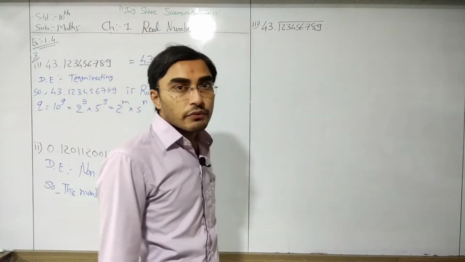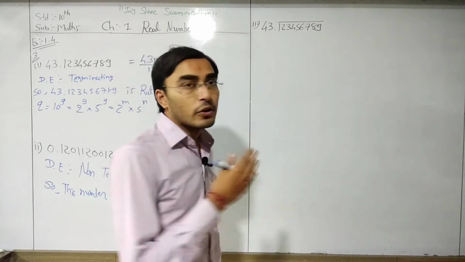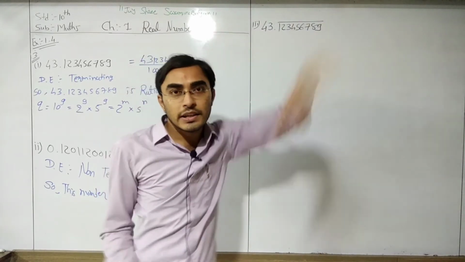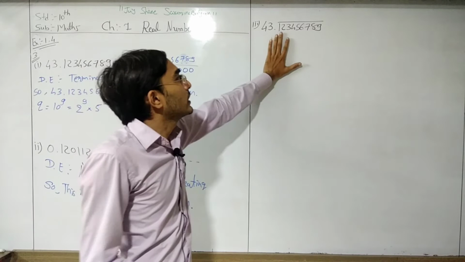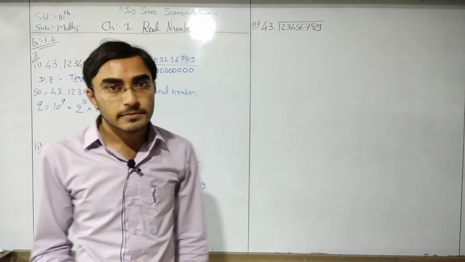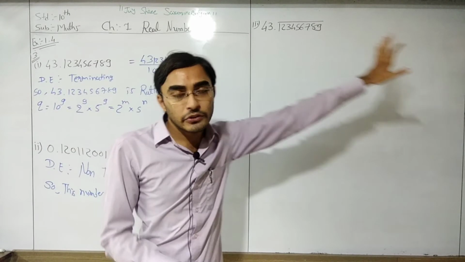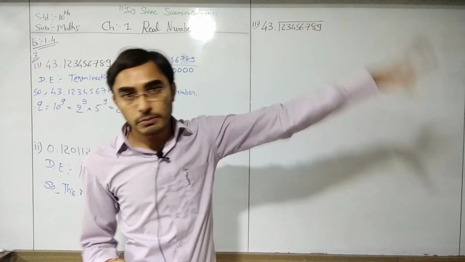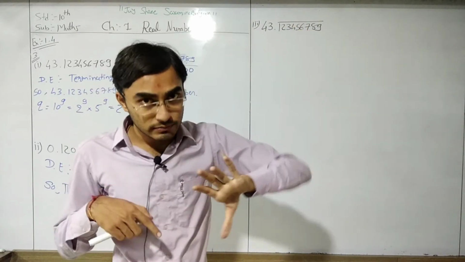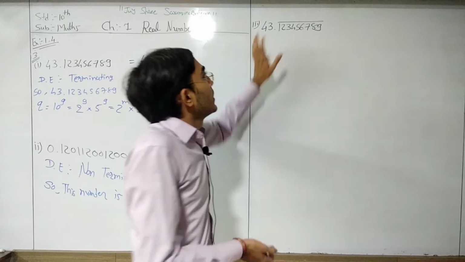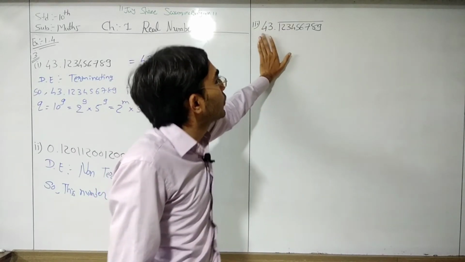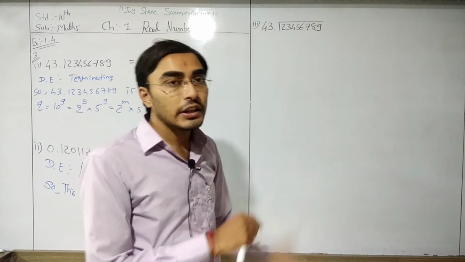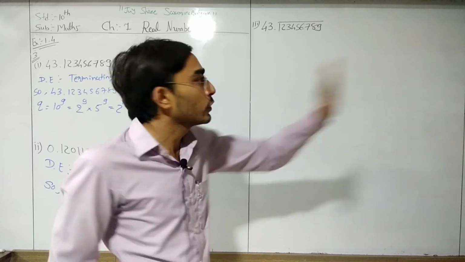Here our question is 43.123456789 with a bar. This bar sign represents that these numbers are repeating, and after it we have an infinite number of digits. That means here we have a non-terminating decimal expansion. The bar sign means 43 point 1, 2, 3, 4, 5, 6, 7, 8, 9, again 1, 2, 3, 4, 5, 6, 7, 8, 9, again 1, 2, 3, 4, 5, 6, 7, 8, 9.